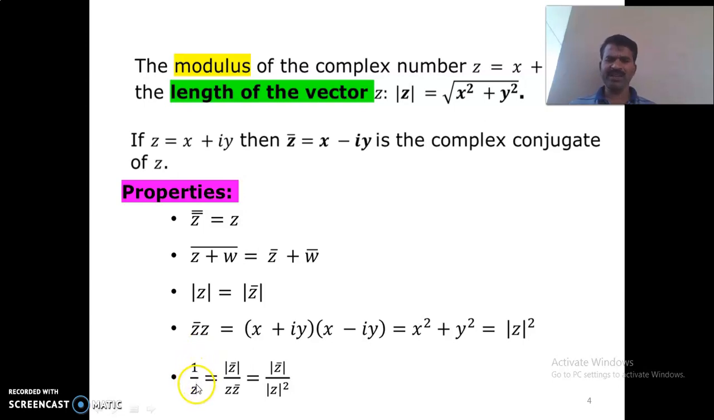Another property is that 1 over z, just rearranging the terms, becomes z complement divided by |z| whole square.